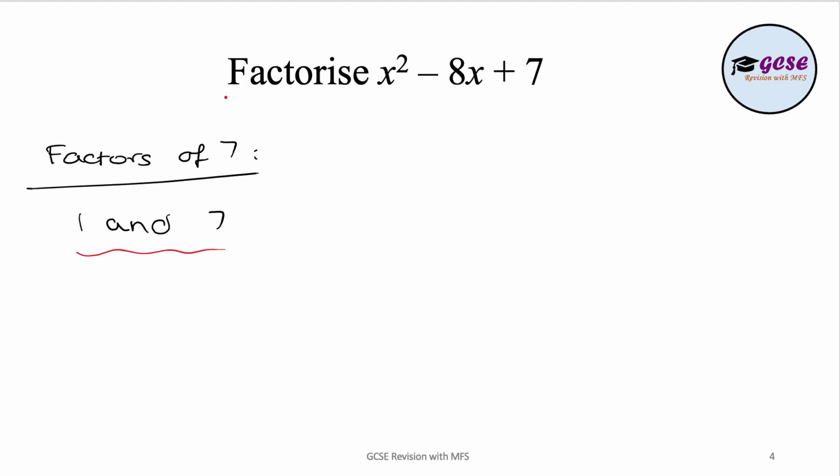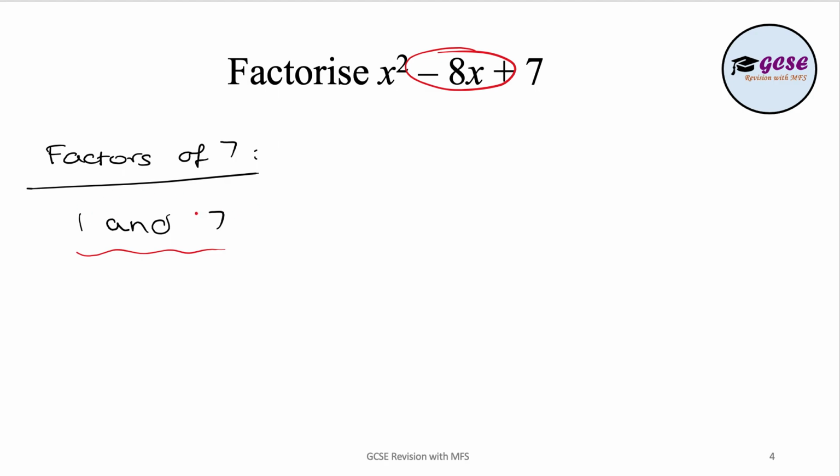Now, because we've got a negative here, we need to think which number will be negative and which number will be positive. So out of this, one of the numbers has to be negative and one of them has to be positive.